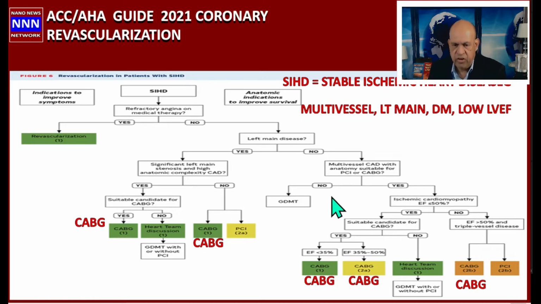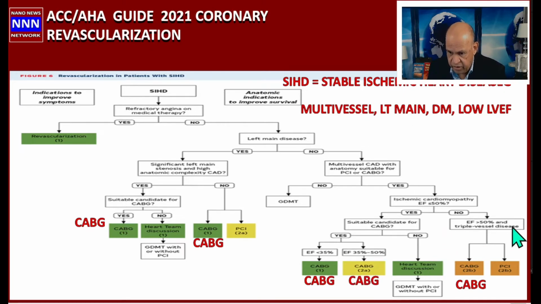If this person is not controlled on medical treatment, then we look for any evidence of ischemic cardiomyopathy with an ejection fraction less than 50%. If there is reduced ejection fraction, and if they have multivessel coronary artery disease, they are suitable for coronary artery bypass surgery. It is a class 1 indication for coronary artery bypass surgery, especially if they have an ejection fraction of less than 35%. If the ejection fraction is 35 to 50%, it is a class 2A indication, but still you would be okay if you recommend this patient for coronary artery bypass surgery.